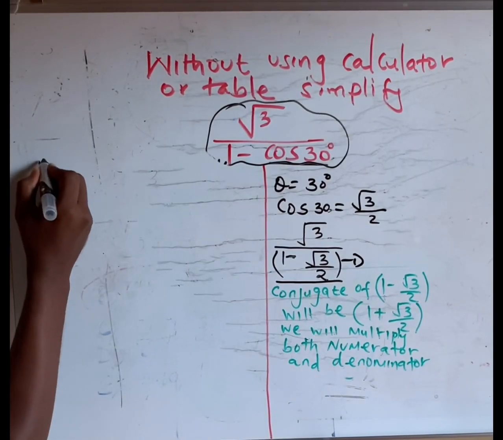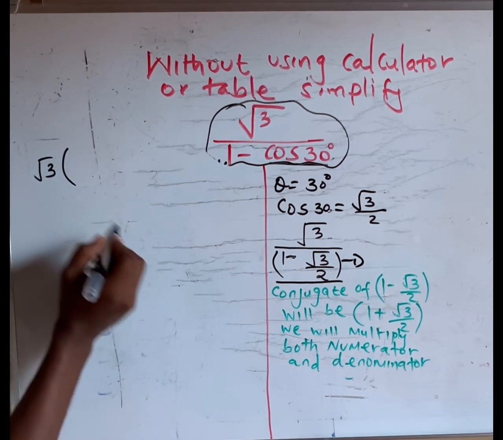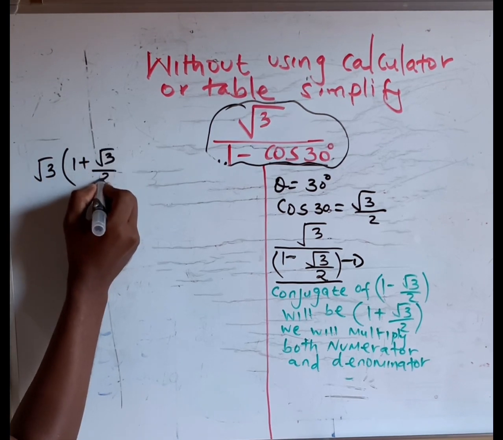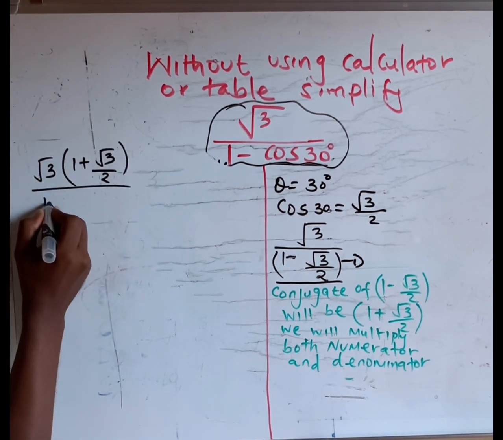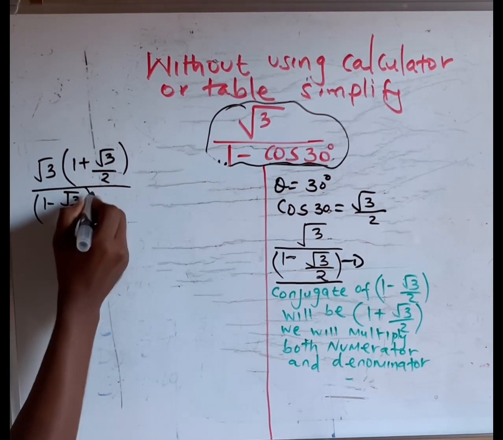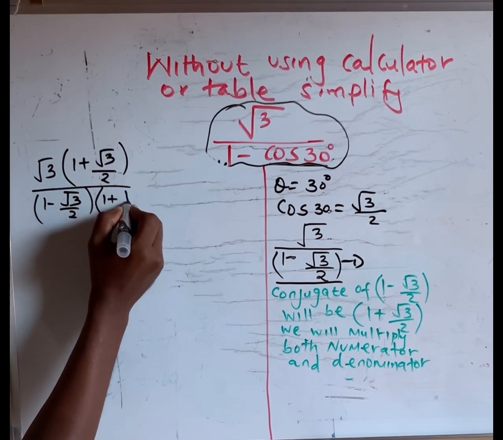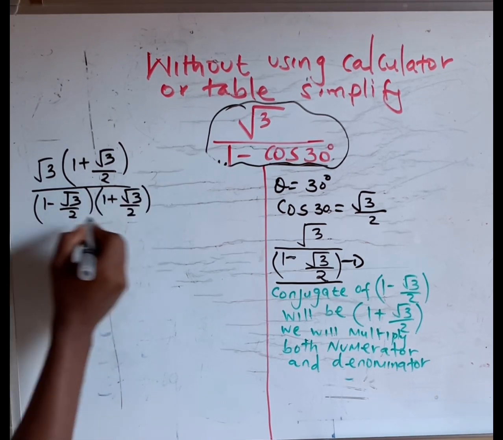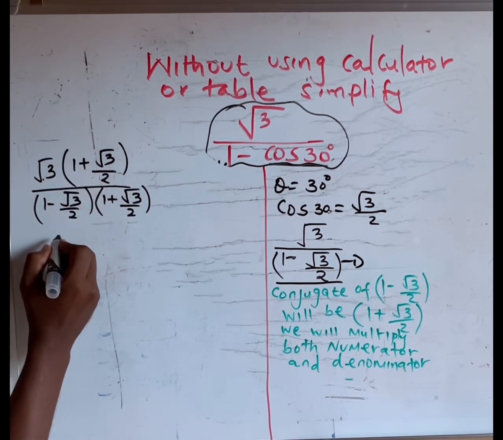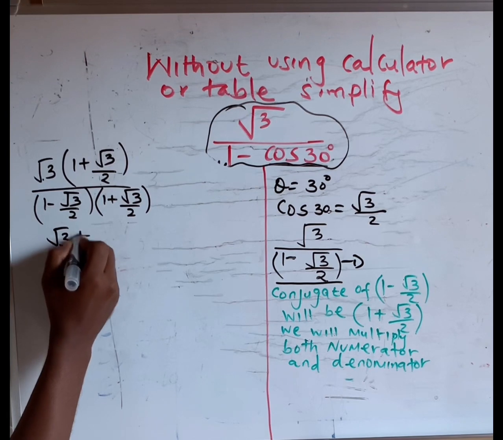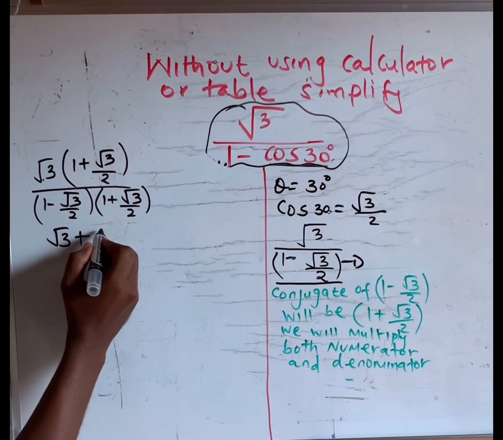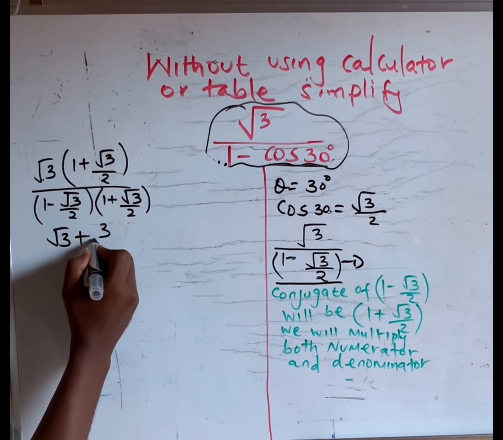we'll have the square root of 3 multiplied by the conjugate of the denominator, which is 1 plus square root of 3 over 2, over 1 minus square root of 3 over 2 multiplied by its conjugate, which is 1 plus square root of 3 over 2. In the numerator, we're going to expand, and square root of 3 times 1 will be the square root of 3, plus the square root of 3 times the square root of 3, which is the same as the square root of 9, and that is 3 over 2.